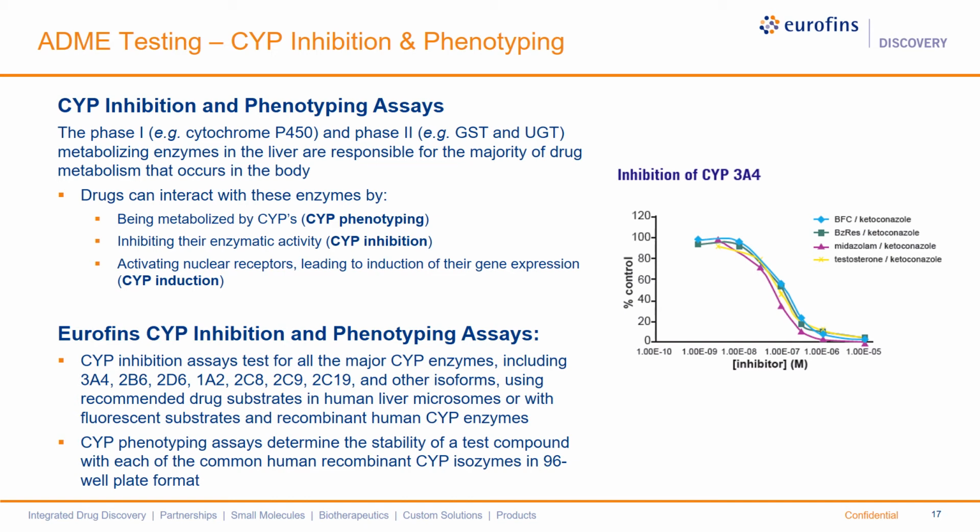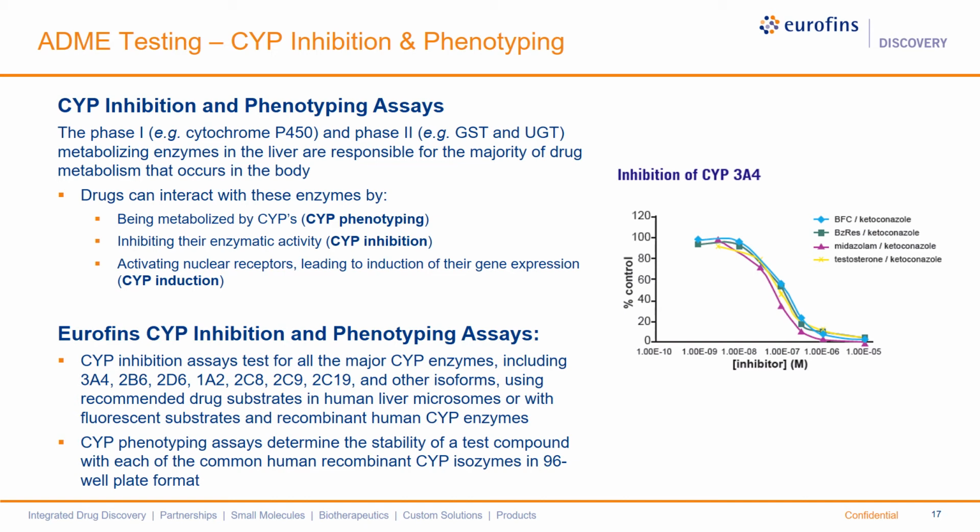Drugs can also interact with a variety of nuclear receptors, which themselves are transcription factors, and ultimately can modulate the expression of different cytochrome P450 enzymes. So the ability of drugs to modulate cytochrome P450 expression is what's called cytochrome P450 or CYP induction.